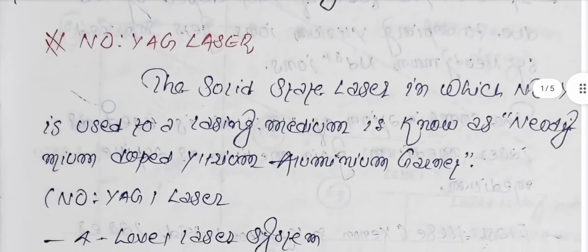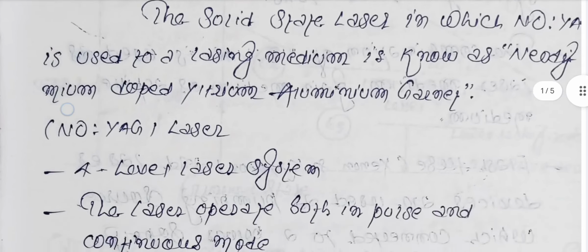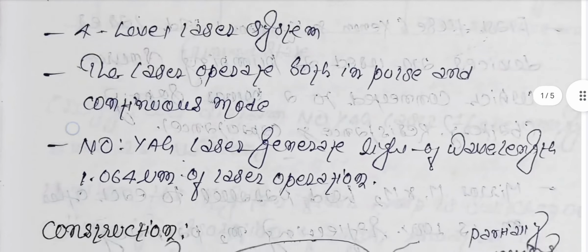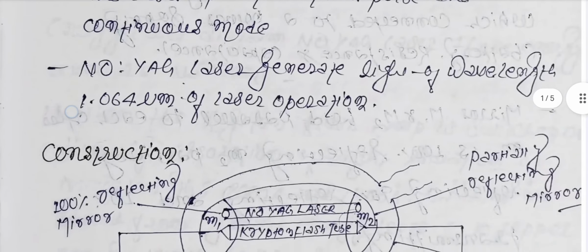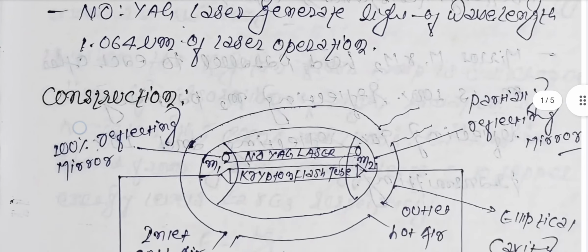The solid state laser in which Nd is used as the lasing medium is known as neodymium doped yttrium aluminium garnet, the Nd:YAG laser. It is a four level laser system. The laser operates in both pulse and continuous mode. Nd:YAG lasers generate light of wavelength 1.06 micrometer.